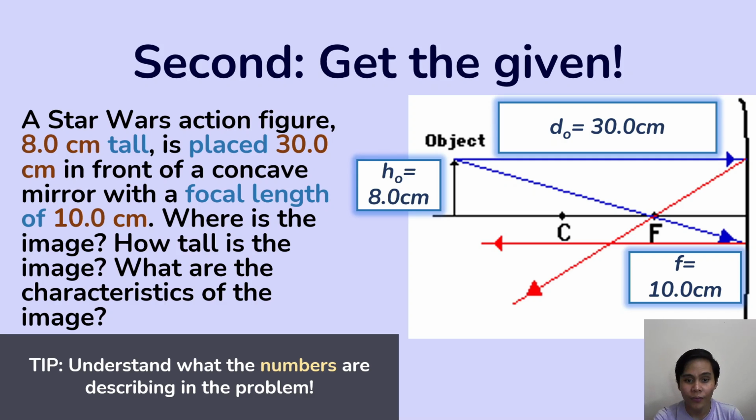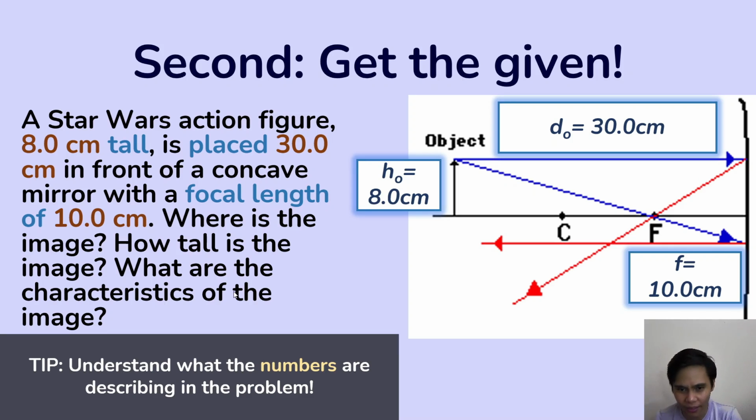So we have the height of your object, 8 centimeters. So we say height of the object is 8 centimeters. We have the distance of your object from the mirror. So the distance of the object is equal to 30.0 centimeters. And your focal length is 10 centimeters. So it's all color-coded here. So the tip here is to understand what numbers are being described in the problem and what those numbers mean.